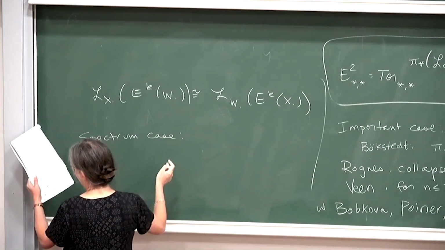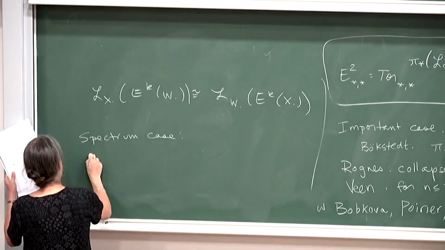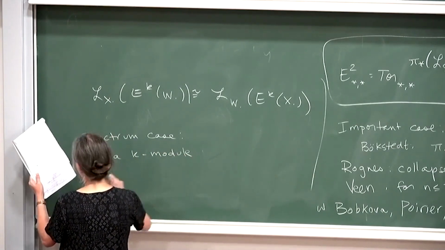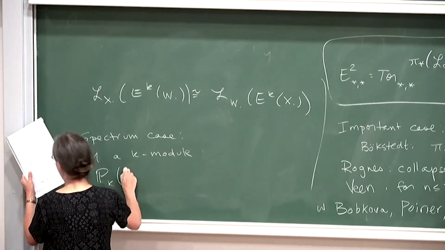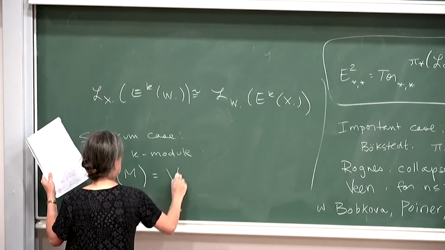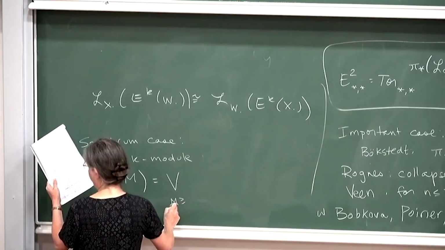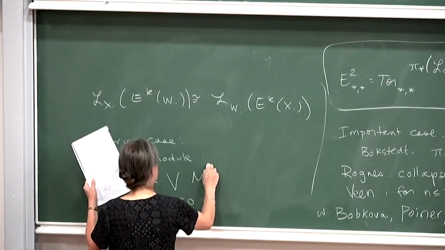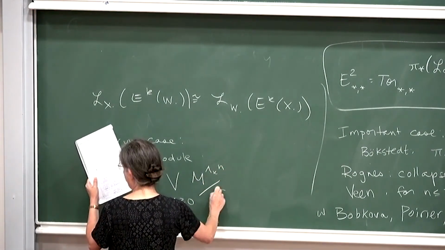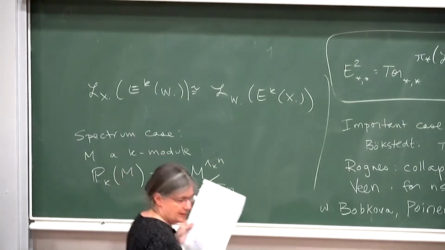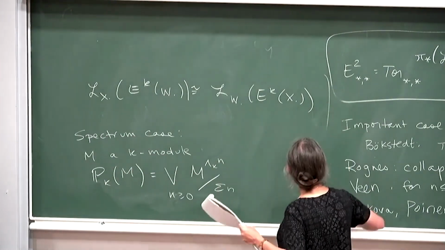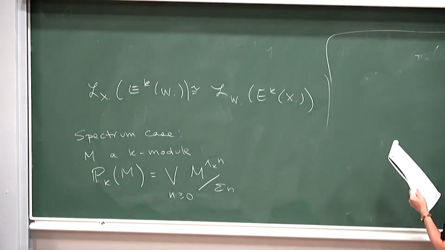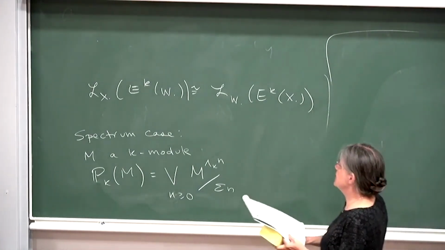So that's good. In the spectrum case, we're able to generalize this. So you can take M a K-module. So K now is a commutative ring spectrum. And you can look at P_K M, which is just the sum over n greater than 0 of M^n over Σ_n. And this is stable. Again, this is the analog of the free thing. Here it's free over a module. So this is stable over K.